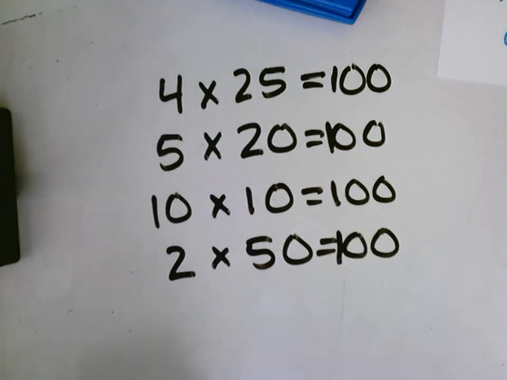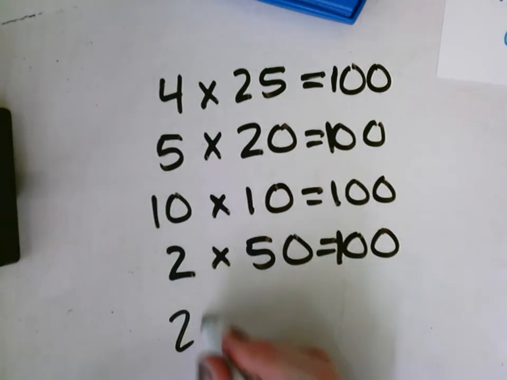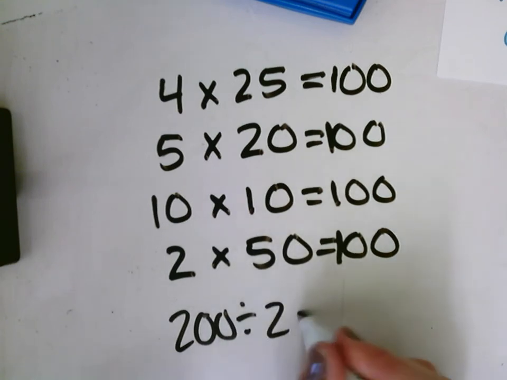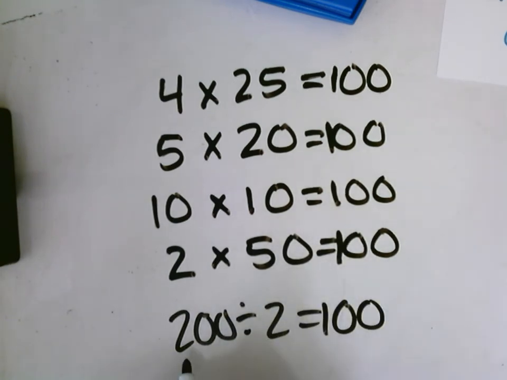Okay, so those are some things. You can also think, well, 200 divided by 2 equals 100. You might see some denominators of 200 today where you might have to divide by 2 to get to a smaller number. All right, so today you're going to be working on changing a fraction into a percent.